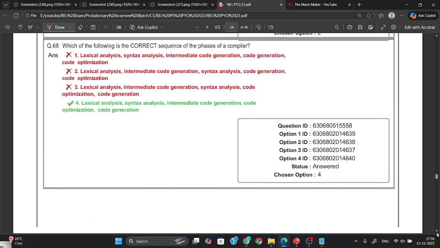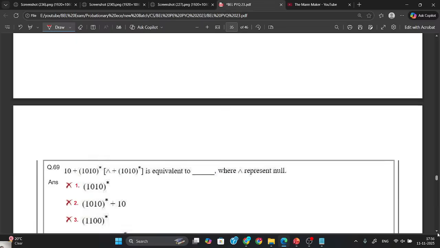Okay. Which of the following is the correct sequence of the phases of a compiler? So this one is your correct answer. Option D is your right answer.